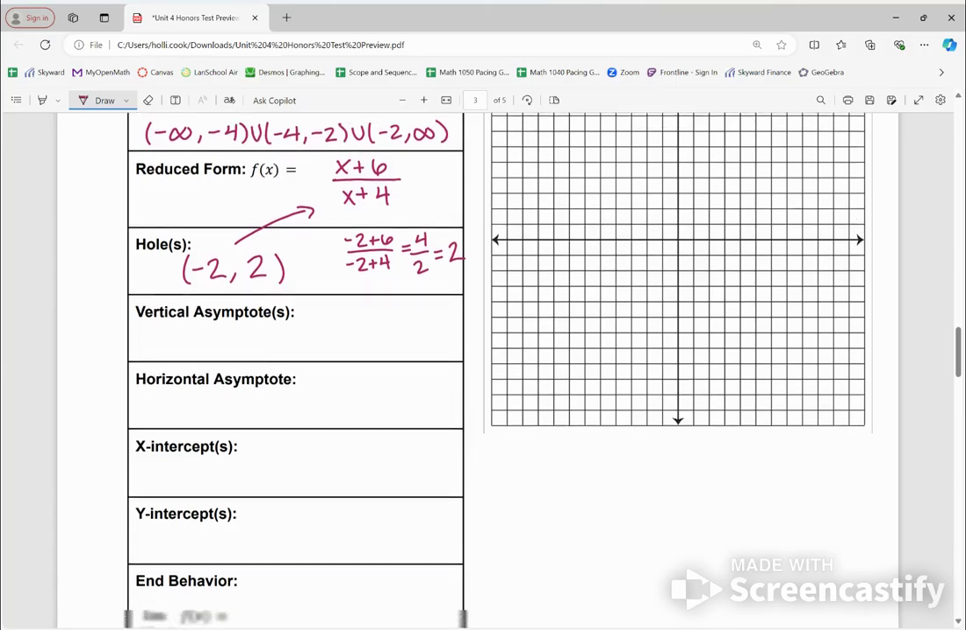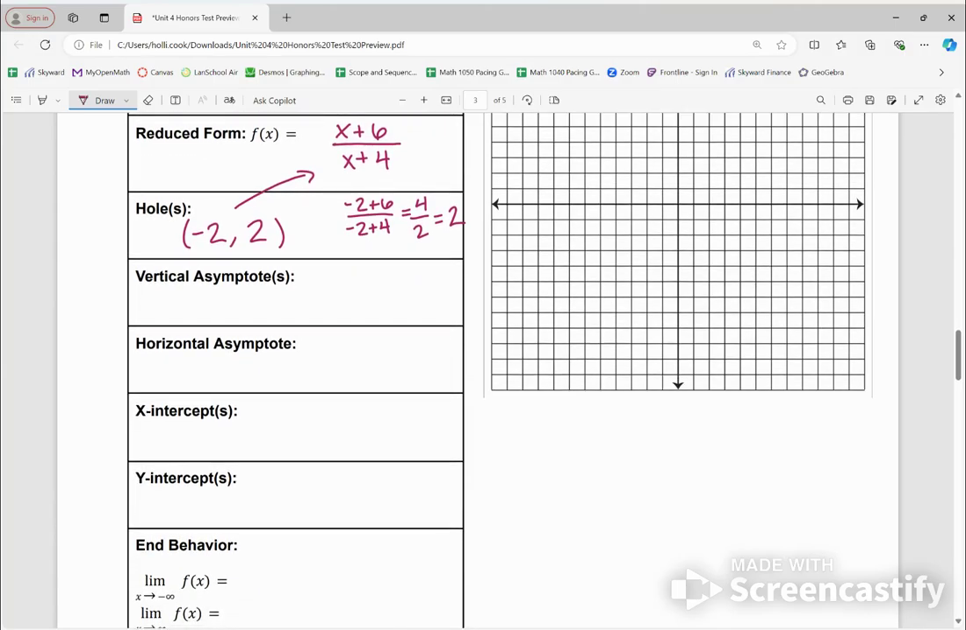Now we can look at vertical asymptotes. Okay, so now we can look at our vertical asymptotes. We always look at the denominator. So I'm going to look at x plus 4, and I'm going to set that equal to 0. And then if we solve that one, we get x equals -4. So that would be my vertical asymptote, x equals -4.